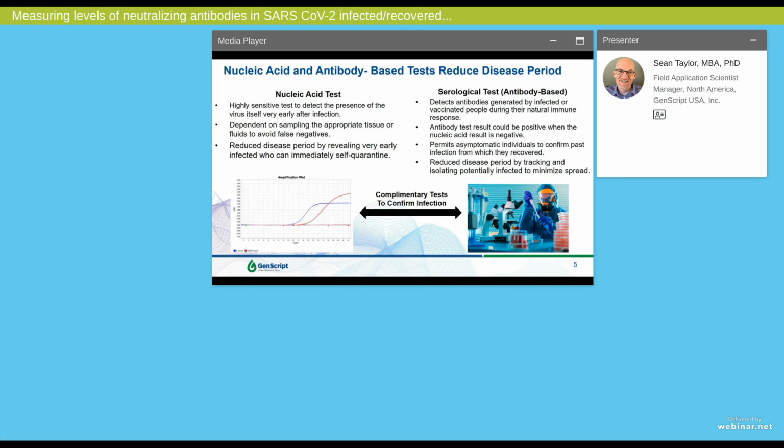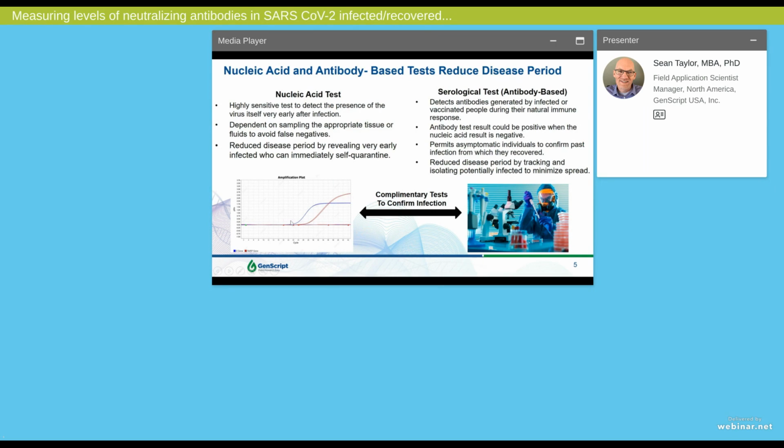Serology tests, on the other hand, are detecting the antibodies post-infection. So, of course, the antibodies only come about after the immune response is launched. And this is typically a week to 10 days after infection. But the antibody test could be positive when the nucleic acid test is negative, and that's because the patient has already launched an immune response, defeated the virus, and all that's left is the antibodies as opposed to the RNA. So again, this permits asymptomatic individuals to confirm post-infection, and it also permits contact tracing. So for individuals who didn't know they were infected, they can then go back and contact trace all the people they came in contact with to assure that those people remain isolated.